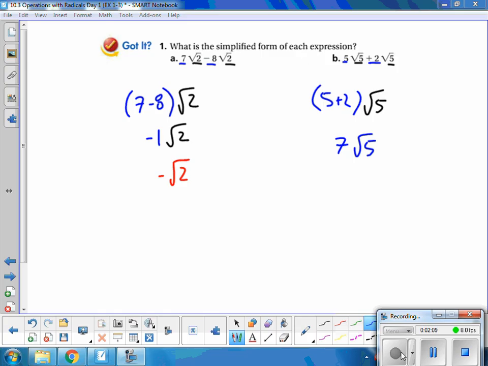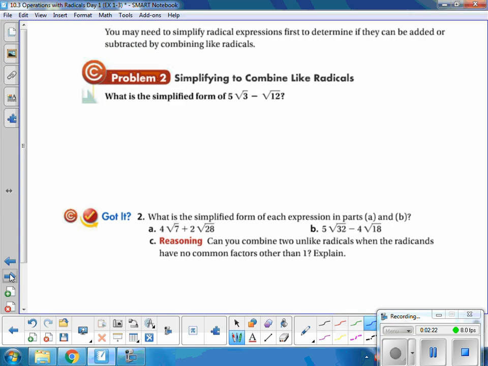How'd you do? Now for 1a, notice I simplified it all the way down to negative square root of 2. The second one is 7 times the square root of 5, with square root of 5 being the common radicand, combining like terms. You might need to simplify a radical expression first to determine if they can be added or subtracted by combining like radicals.